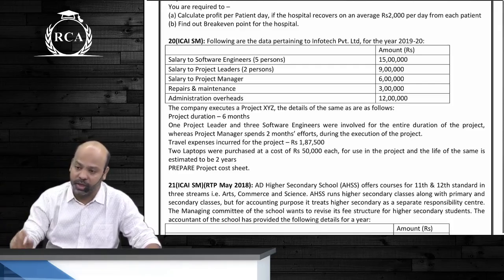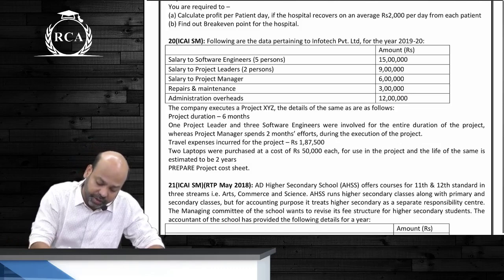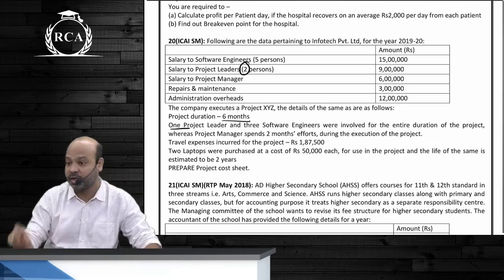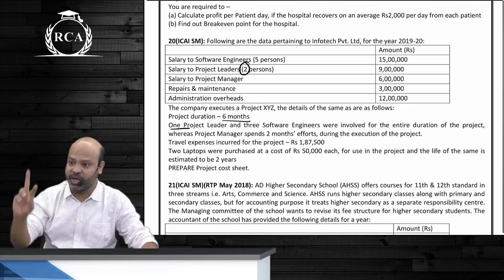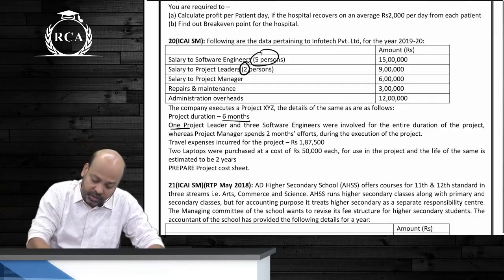Who said that at any given point of time there should only be one project? We have 2 project leaders, only one is working on this project. What is the other one doing the rest of the time? The other project leader is free, both must be sitting and playing dandiya. Out of these 5 software engineers, 3 are working on this.